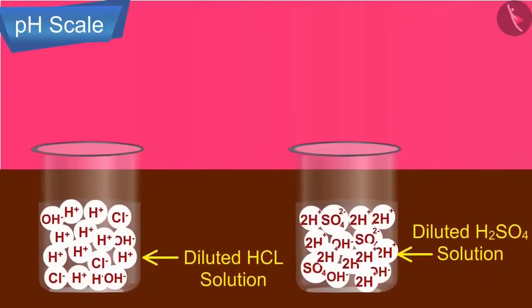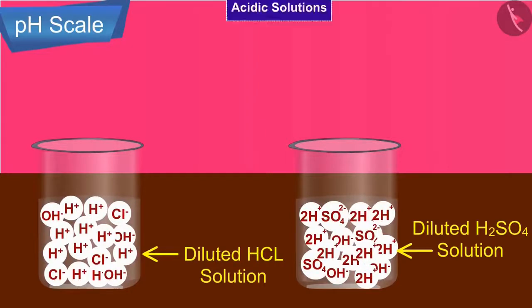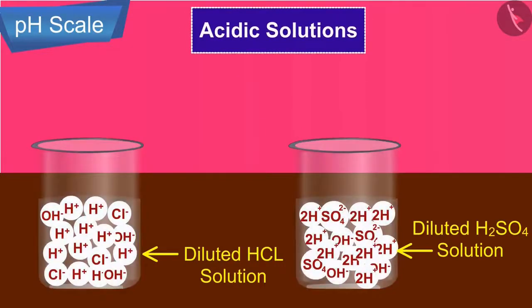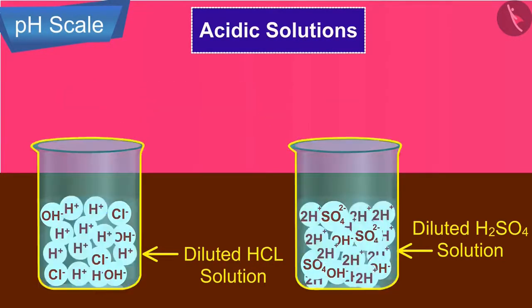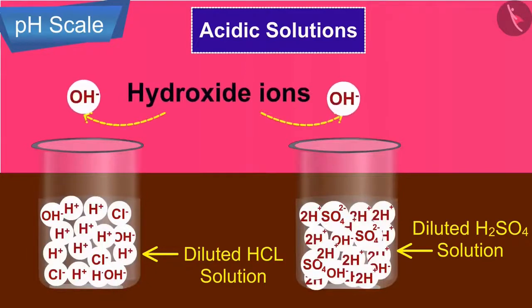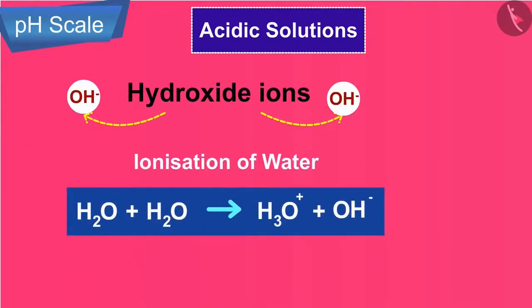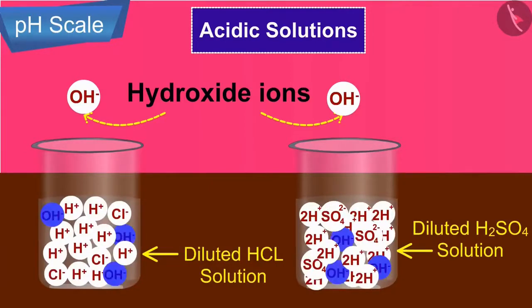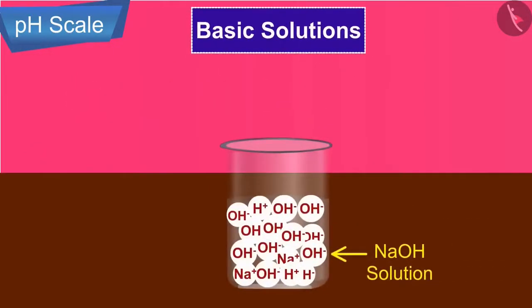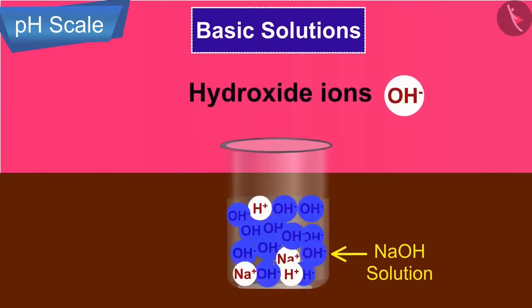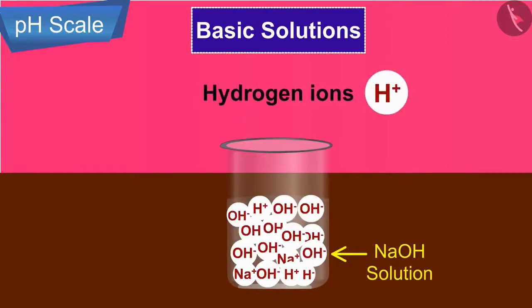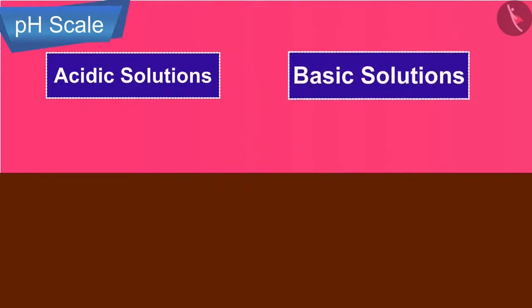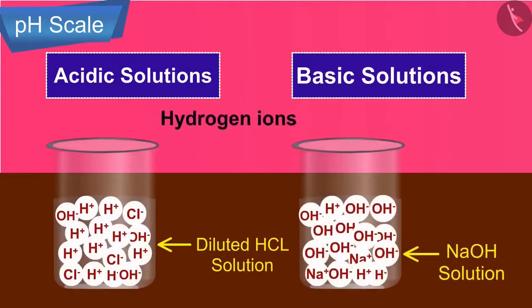Students, the first thing that you need to be aware of is that acidic solutions have an excess of hydrogen ions. Also, you should note that even acidic solutions contain hydroxide ions, which come from the ionization of water, but their concentration is too low. Similarly, basic solutions have an excess of hydroxide ions, but they also contain hydrogen ions, though the concentration is too low. So, both acidic solutions as well as basic solutions contain hydrogen ions.